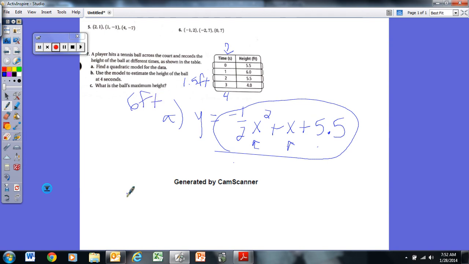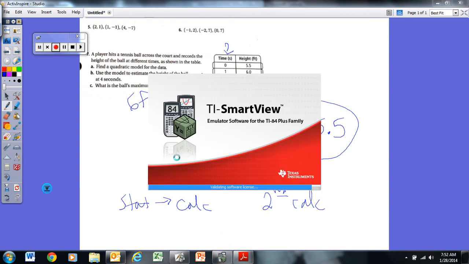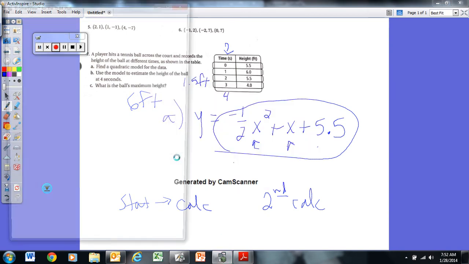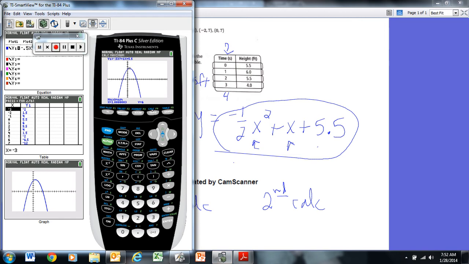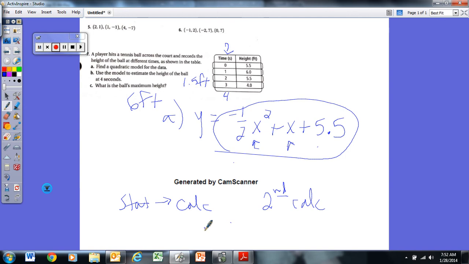So remember, there's a difference between Stat, Calc. That's to find the quadratic regression model. That's to get the a, b, and c. And then second, I say second Calc. It's really second Trace. If you look at it, the button says Trace, but above it, it says Calc. That's to find a max or a min. So those are the differences between those two buttons.